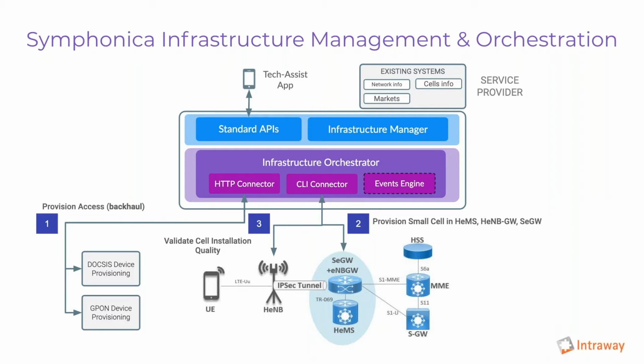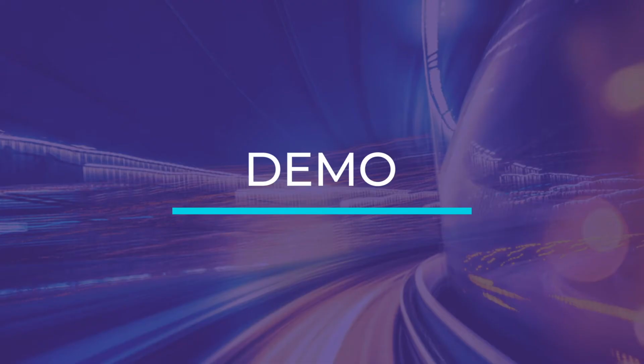In the demo we are going to see next, Symphonica will receive a small cell deployment order from an external cell planning tool. The installation is going to be completed in the field by a technician using Symphonica's Tech Assist app. Let's go to the demo.